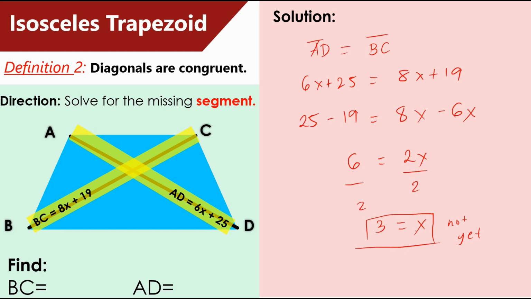Let us now substitute the value of x, which is 3, on both equations. So for segment BC, this measures 8x plus 19. Substitute the value of x, which is equal to 3, the one that we solved a while ago, plus 19. And 8 times 3 is 24, plus 19, which is equal to 43 units. That would mean, based on definition number 2, if we apply it on this example, we can assume that segment AD is also equal to 43 units.